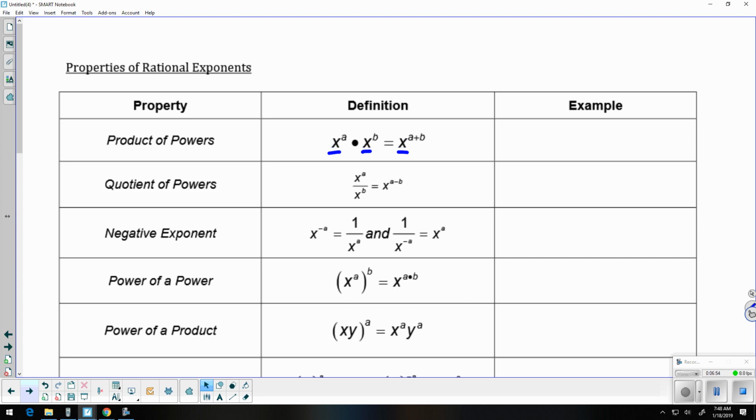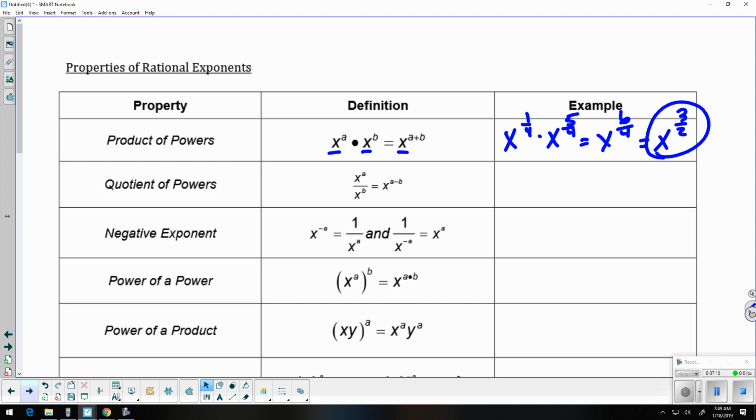If I have x to the 1/4, I'm going to use fractions too, since this is all about fractional exponents. If I'm multiplying it by x to the 5/4, that's going to be x to the 6/4. So again, I'm just adding the exponents. 1/4 plus 5/4 is 6/4. But now reducing as well, that would be 3/2 as my final answer. So always reduce your final fraction if you can.